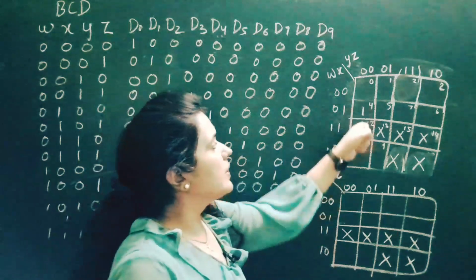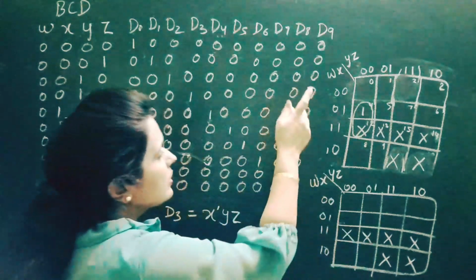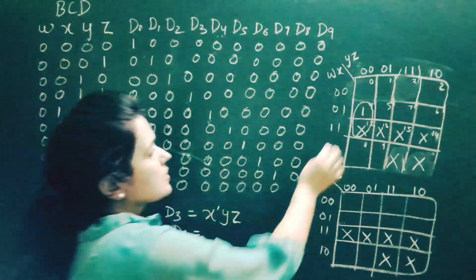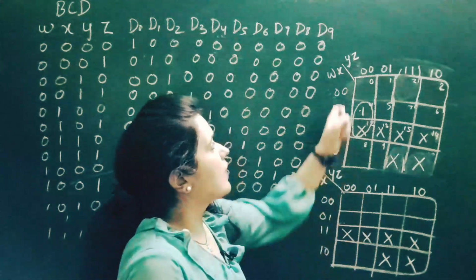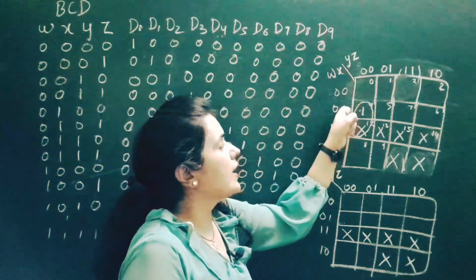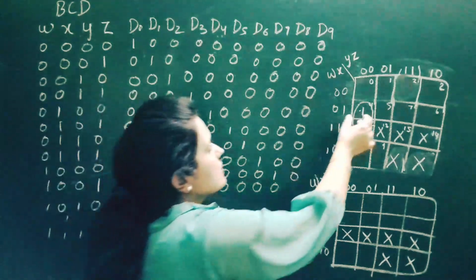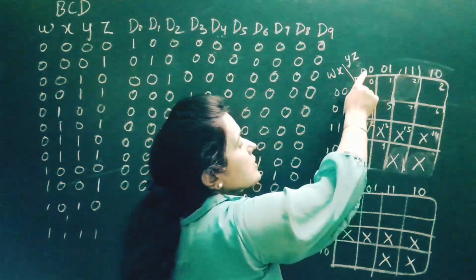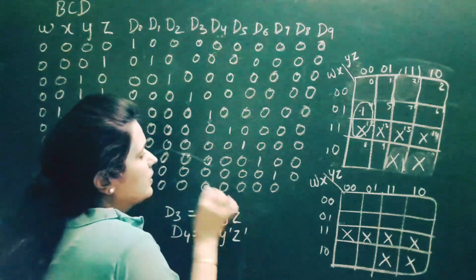Now this 1 can be combined with this cross, so we make this group. Now what will be the expression corresponding to D4? So D4 will be equal to, this group falls in these two rows, and in these two rows the value of w is changing but the value of x is fixed, which is 1. So we should write x here, and this group falls in this column, and here the value of yz is fixed, which is 0 0. So we should write y complement z complement.